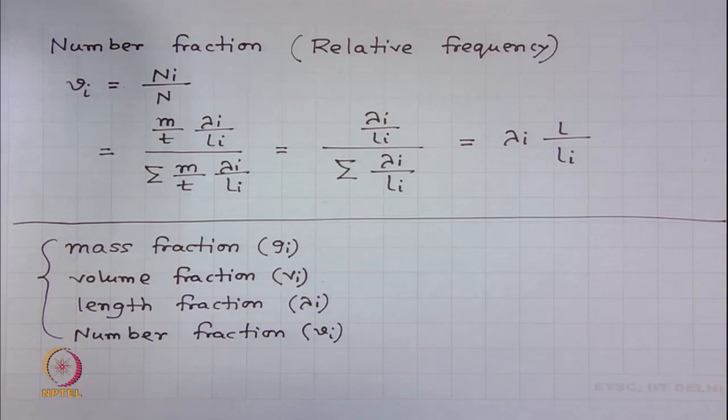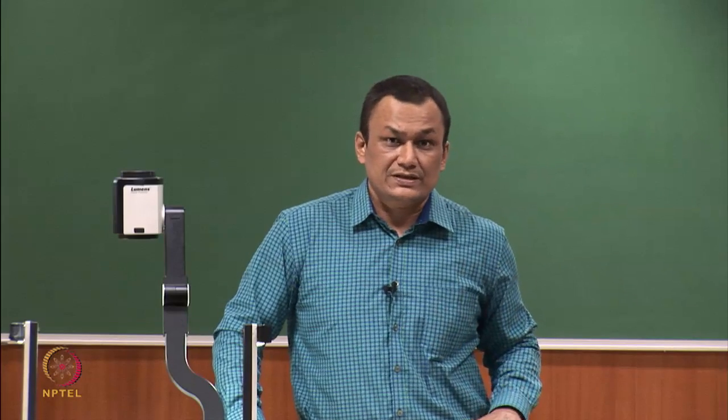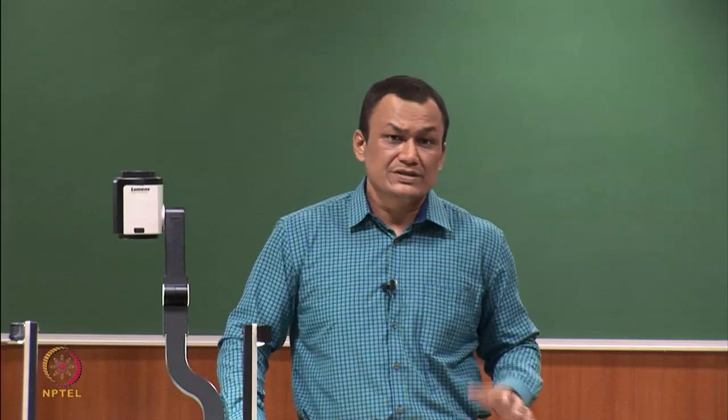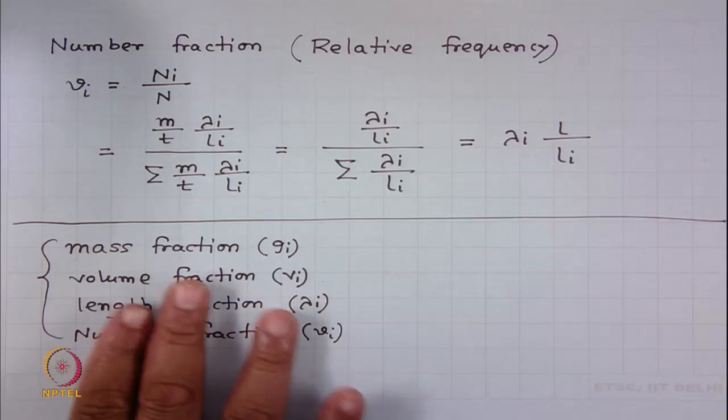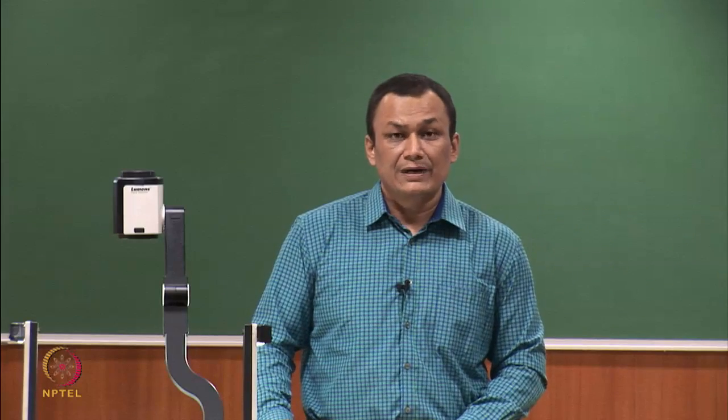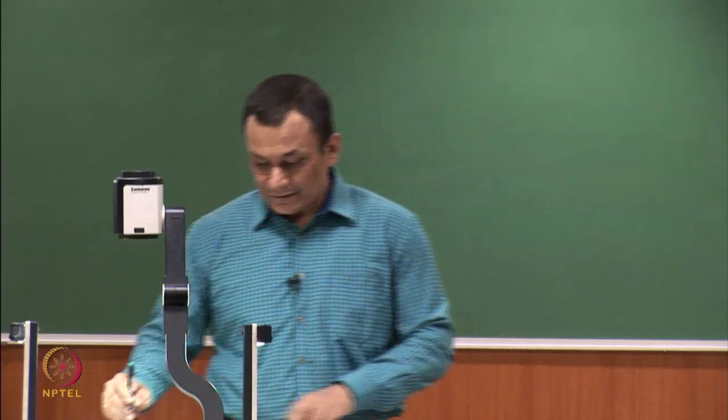Although typically in textile industries we talk only about mass fraction, because simply mass or weight is easy to measure, you require a simple weighing balance. However, theoretically it is possible to calculate volume fractions, length fractions, number fractions as well. You have just now seen these fractions are important to find out mean characteristics of fibers in the blend. What are the mean characteristics of fibers in the blend we have obtained?